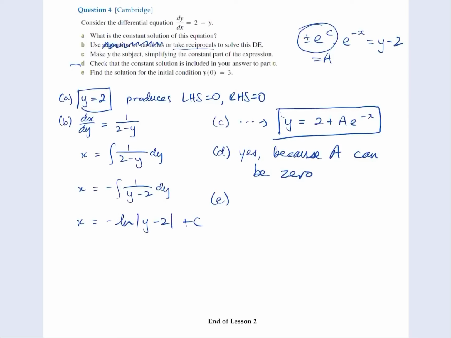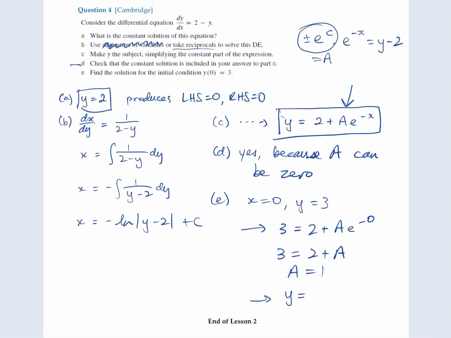Question E, find the solution for the initial condition y of 0 equals 3. This is just really straightforward now. So x equals 0, y equals 3. Putting into this, we get 3 equals 2 plus a e to the negative 0. e to the negative 0 is just 1, and so a equals 1. And that gives us y equals 2 plus e to the negative x.